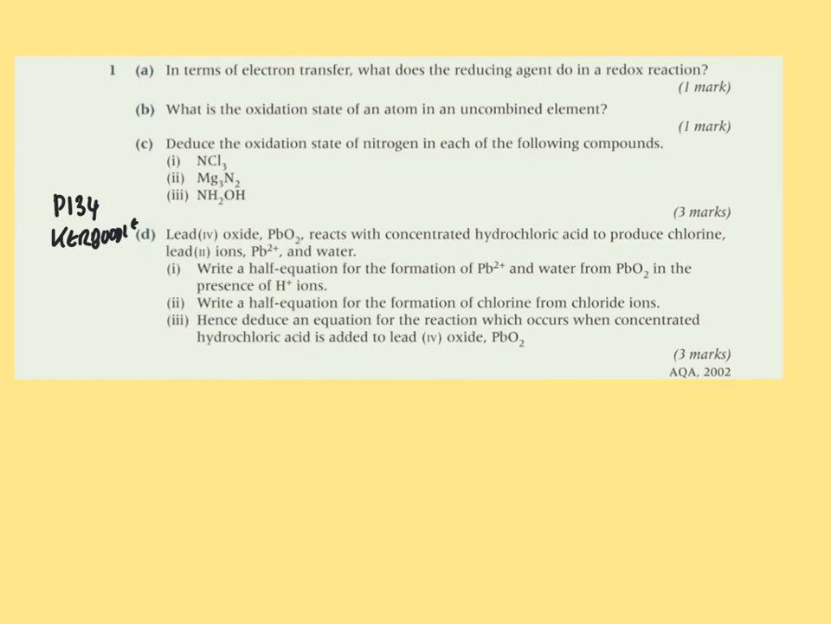Lead(IV) oxide reacting with concentrated hydrochloric acid to produce chlorine, Pb2+ ions and water. This time we're given words and we need to write half equations for the formation of Pb2+ from PbO2 in the presence of hydrogen ions. So the first thing to do: we are forming Pb2+, and the arrow here means forming. So we're forming Pb2+ from PbO2.